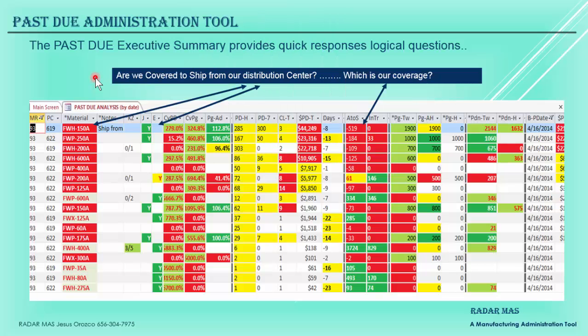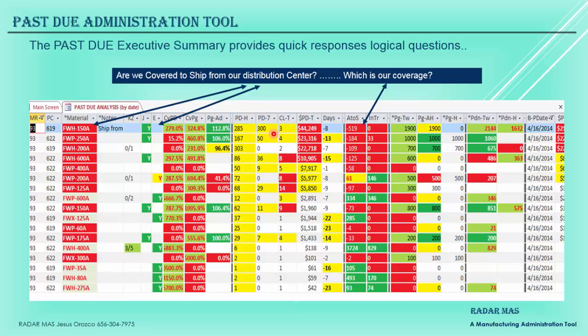The past due executive summary provides quick responses to logical questions. For example, are we covered to ship from our distribution center? The materials column shows a quick status of how we are doing. If it is in red, it means no, we are not covered, and that is because we don't have material in our distribution center to ship what is being required by our customer.